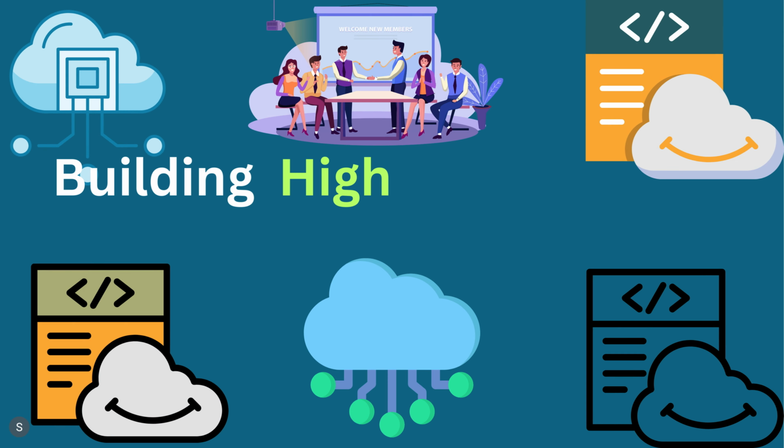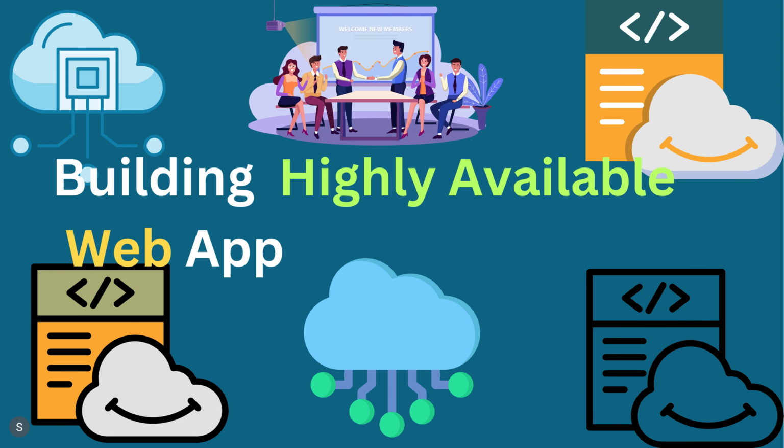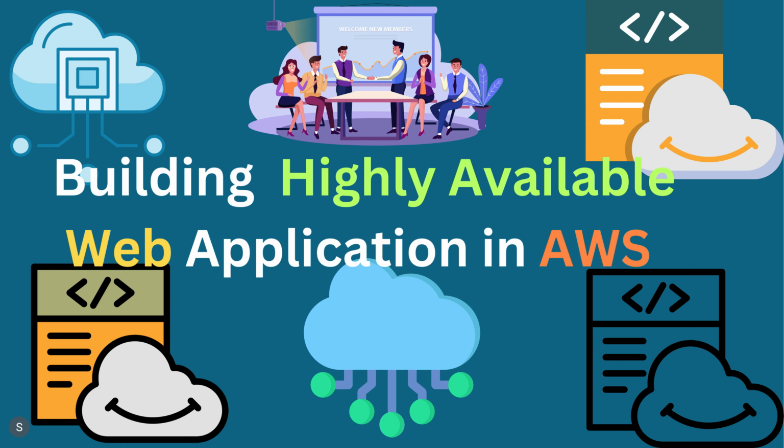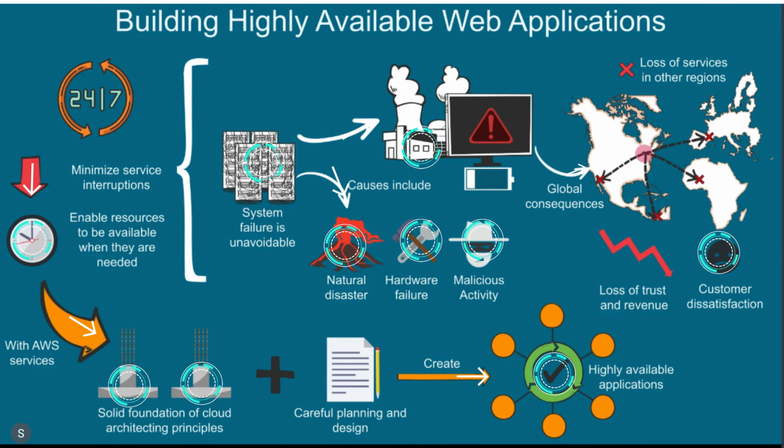Building highly available web applications. A highly available system minimizes service interruptions and enables resources to be available when they are needed. Unfortunately, system failure is unavoidable. External factors beyond your control may eventually affect your services. Causes of system failure include natural disasters, hardware failure, or malicious security events, just to name a few.